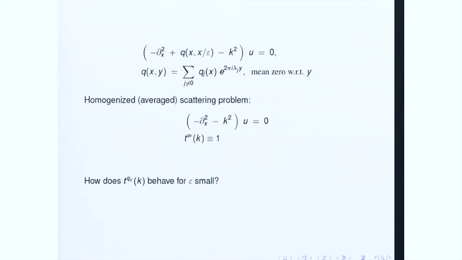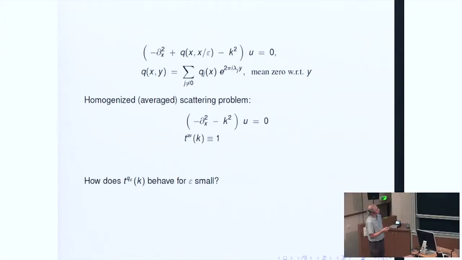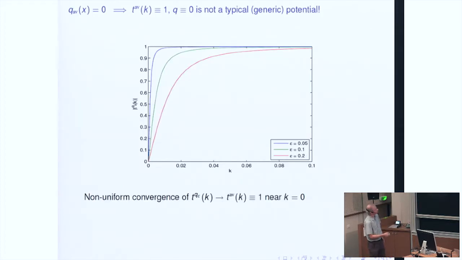Now, if we just average the problem, we just get a problem with transmission coefficient which is identically 1, right? If we send in a plane wave, it's just going to remain a plane wave coming from the left or from the right. Transmission coefficient is equal to 1. And so this investigation actually began with Eva looking numerically at the behavior of the transmission coefficient as epsilon goes to 0 for some compactly supported potential like that toy model.